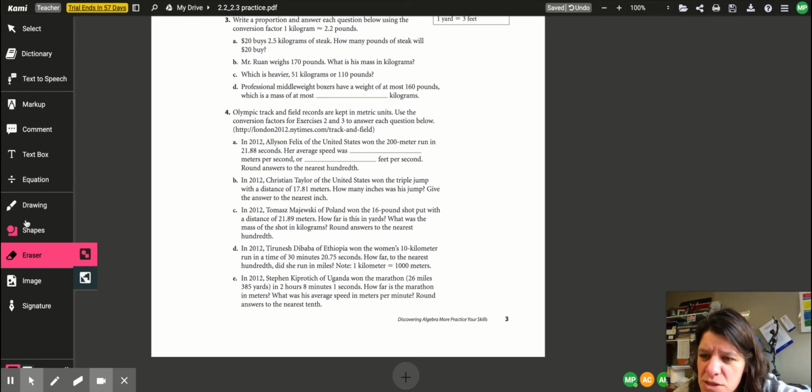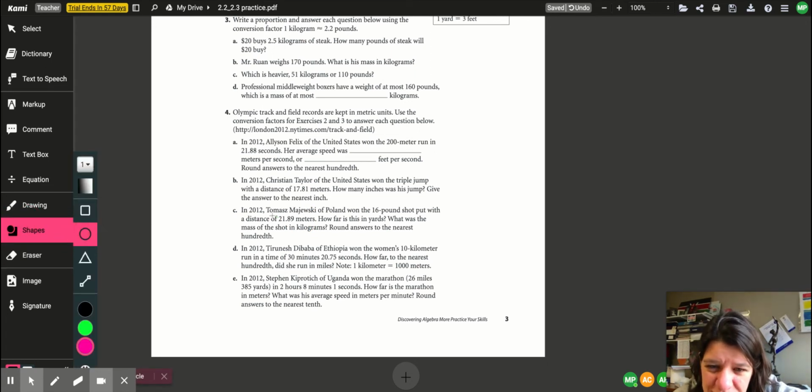Let's try circling. There. Okay. So I know meters is distance, and that is something I'm going to key in on. And then in my next question, it says, how far is this in yards? Since it's asking how far, I'm looking for a distance again, and it's given me another unit of yards. So those two things together tell me that I'm trying to convert 21.89 meters to yards.